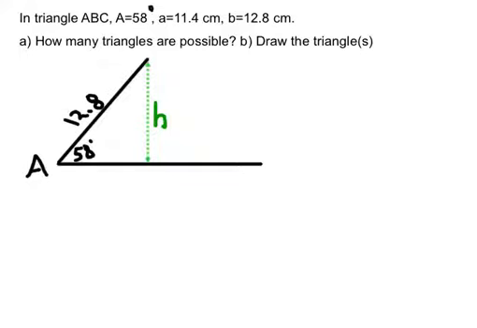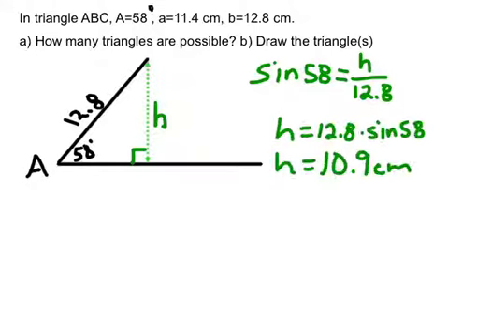So this is a right angle triangle, so I can just use sine equals opposite over hypotenuse, and that will give me sine of 58 degrees equals h over 12.8. I can rewrite that as h equals 12.8 times the sine of 58, and I'll find out that my height is 10.9 centimeters. Now I should have a good idea what the height would be. It should be a little bit less than 12.8 because the hypotenuse would always be the largest side.